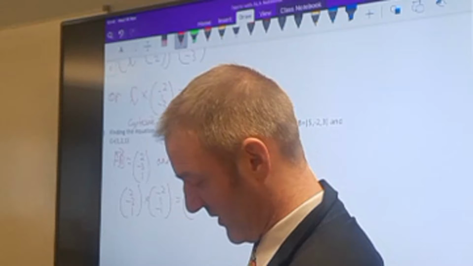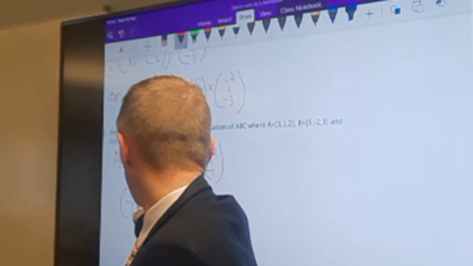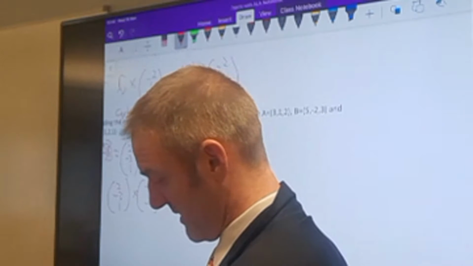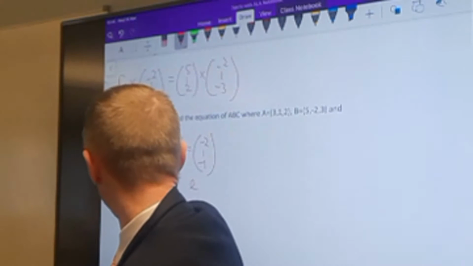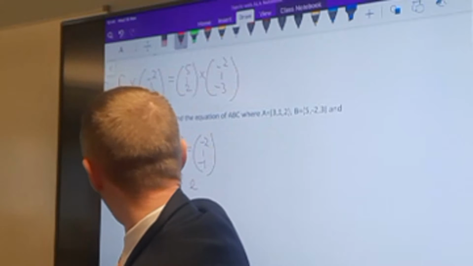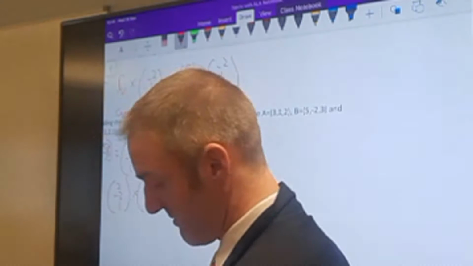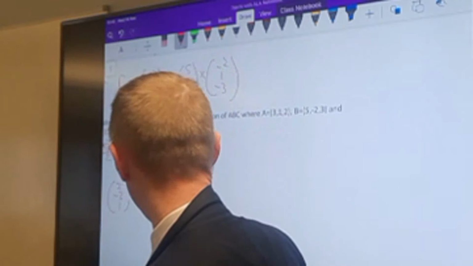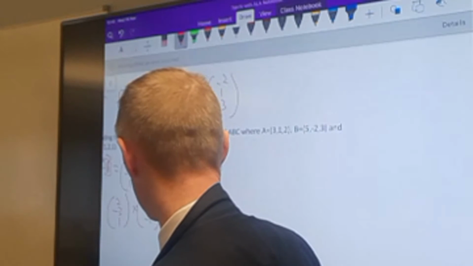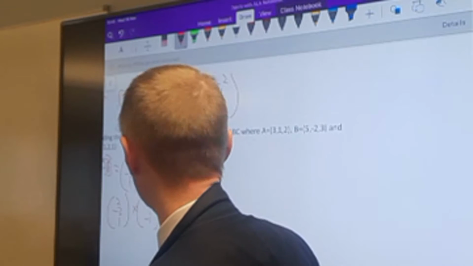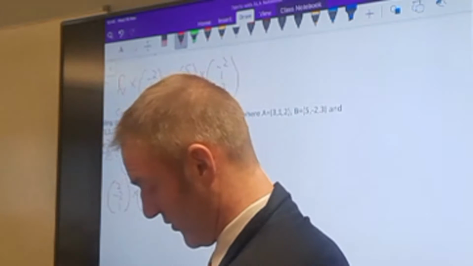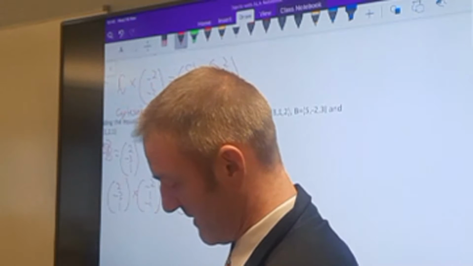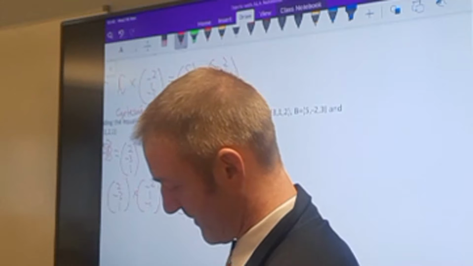which is equal to, I do minus 3 times minus 1, which is 3, take away 1, which is 2. And the middle one, I do 2 times minus 1, which is minus 2. Minus 2, that's 0. I'm going to get negative 0, but 0. The bottom one, just check. Have I made a mistake? No. 2, take away 6, minus 4. This is the normal of the plane.